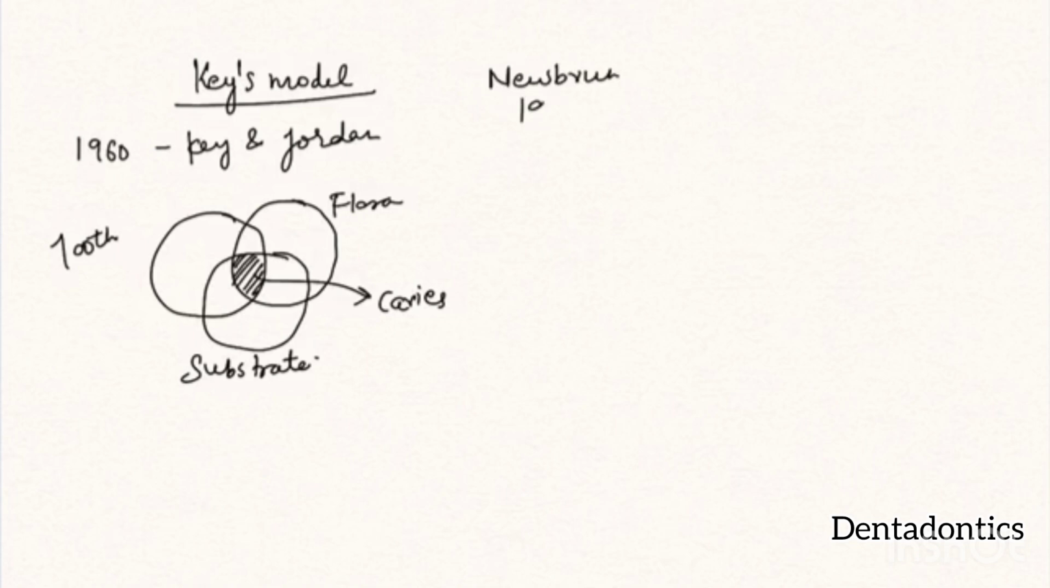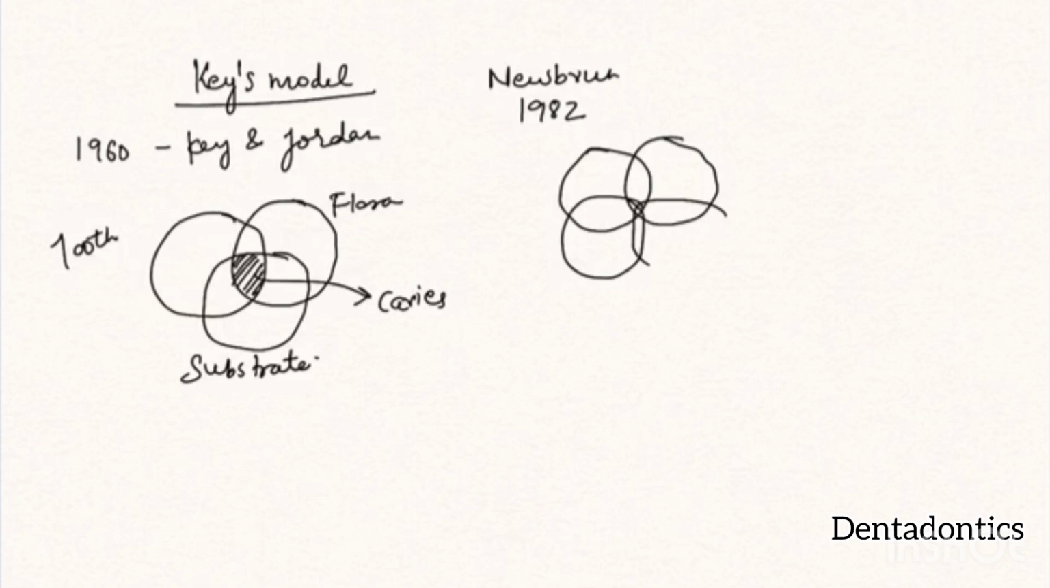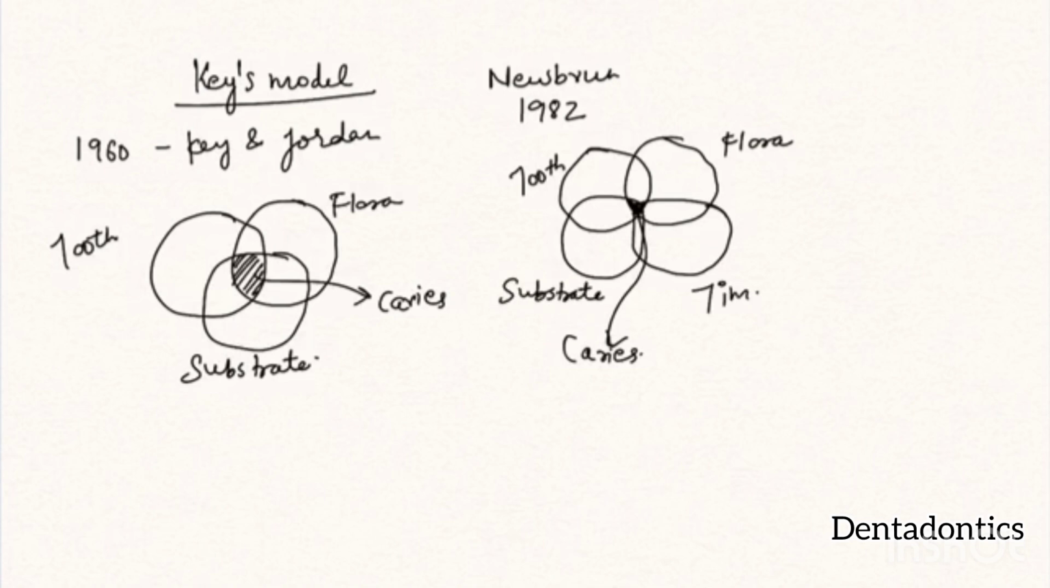So this is the carious process which occurs because of the continuous activity of the microorganism on the substrate or the carbohydrate on the tooth surface. So the major factors for dental caries are plaque, microorganism and the carbohydrate. So this is the new model, Newbrun's. The fourth factor, time, was added.